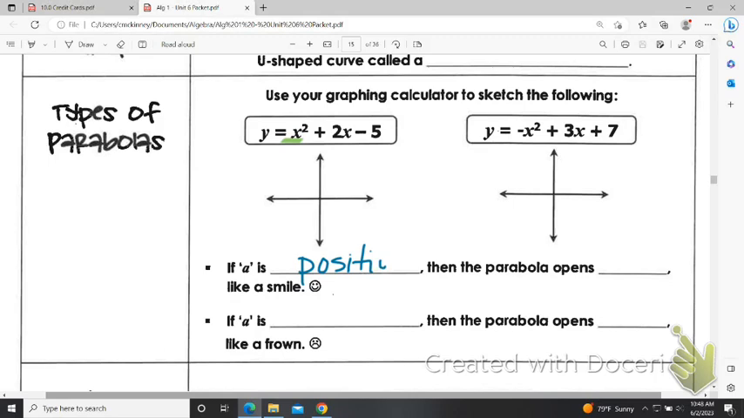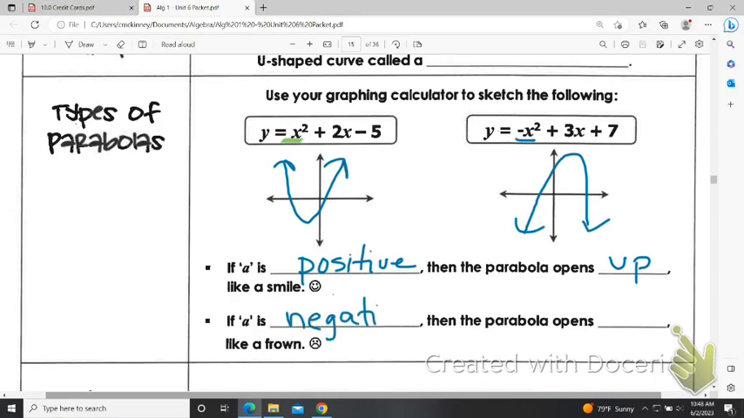then the parabola will open up like a smile, all right? And in this case, this parabola is going to be similar to that. Again, this is just very rough. If it has a negative a, so when the x squared is negative, then it's going to open down like a frown. So kind of like this one. So when it's negative, the parabola opens down like a frown.